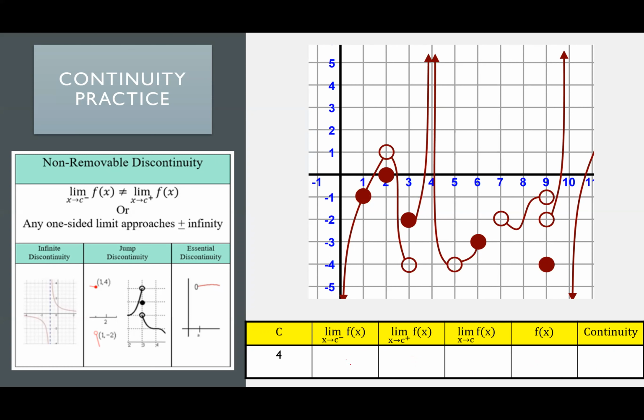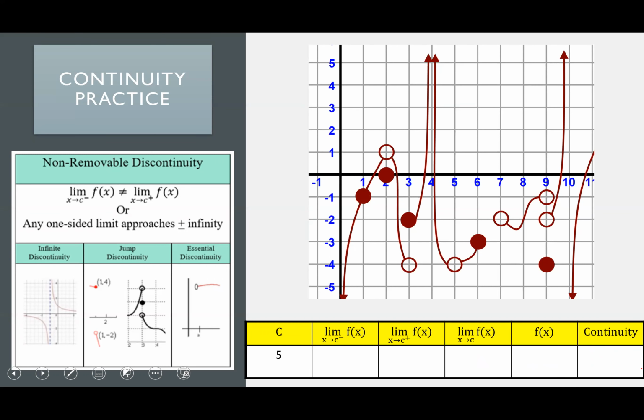Positive infinity and positive infinity. The limit does not exist. It's non-removable, and infinite. Perfect.